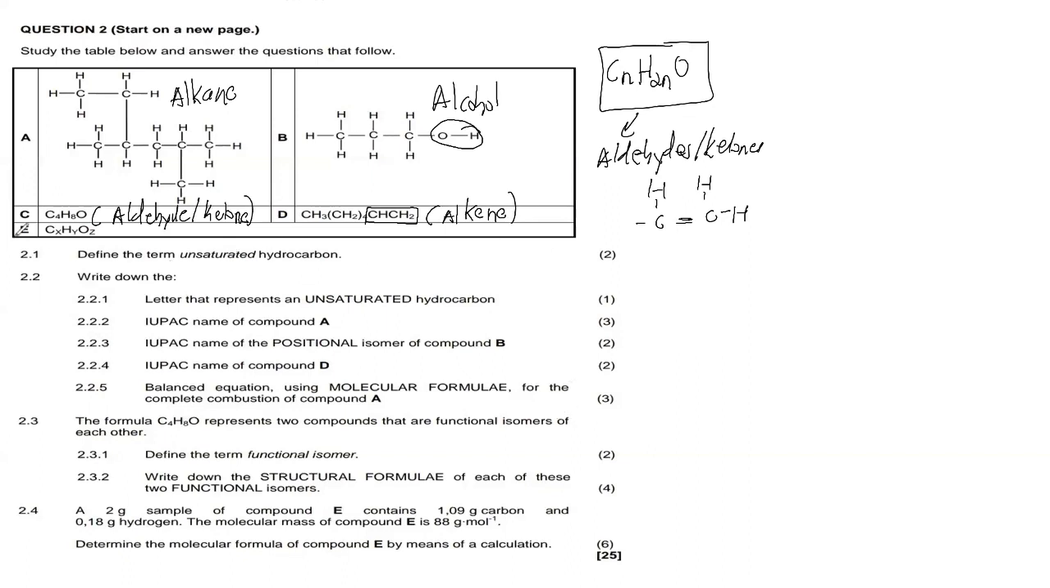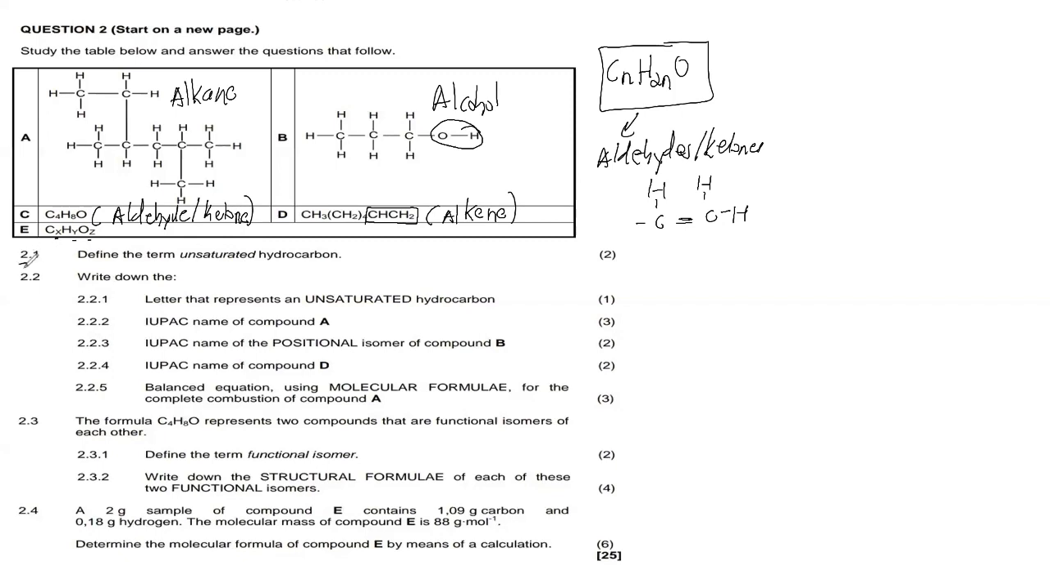Now coming to E, because we don't have the values for X, Y, and Z, we cannot identify the homologous series as yet. So we'll just leave it like that. Hopefully, as we go along with the question, we will be able to identify where it belongs.